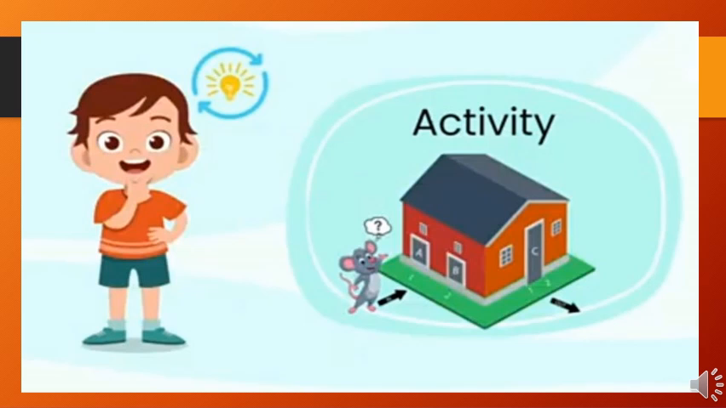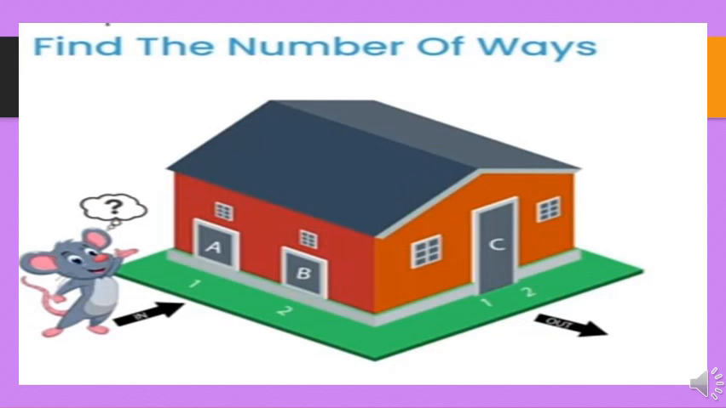Now let's see another small activity. We have to find the number of ways in this activity. For the rat house, it has 2 doors to go into the house and 1 door to come out. We have to count the ways to get in. 1 plus 1 is equal to 2. 2 ways to go in and one way to come out. That is 2 into 1 is equal to 2.